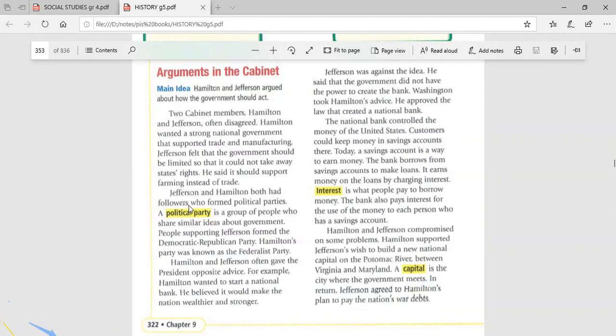Followers means the people who supported them, okay? Those followers formed political parties. What is the meaning of political party? A political party means a group of people who share similar ideas about government, okay? What does that mean, political party?